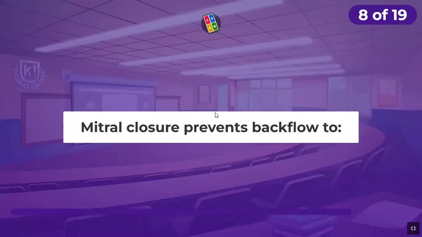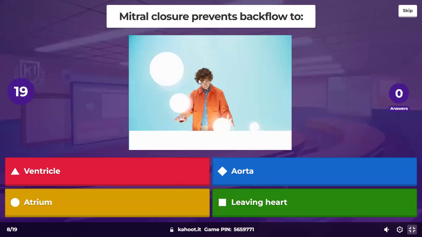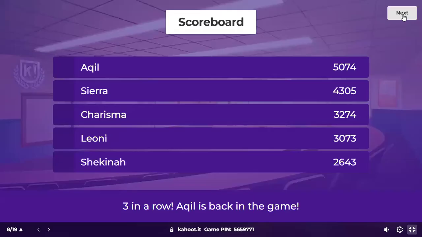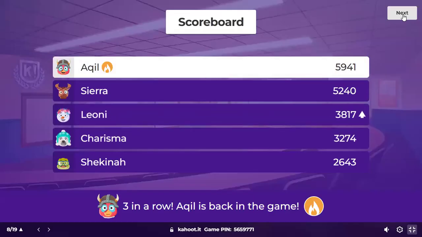Mitral closure prevents backflow to the ventricle, aorta, atrium, or leaving heart. Definitely atrium. That's correct. Atrium. Very good.